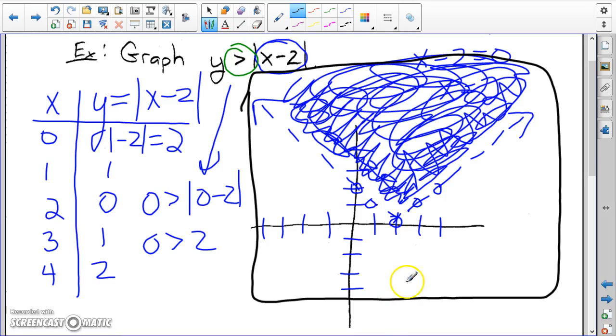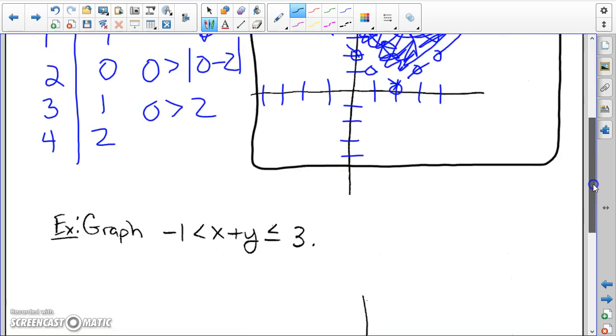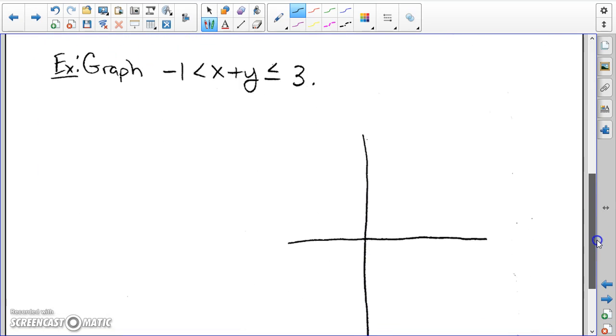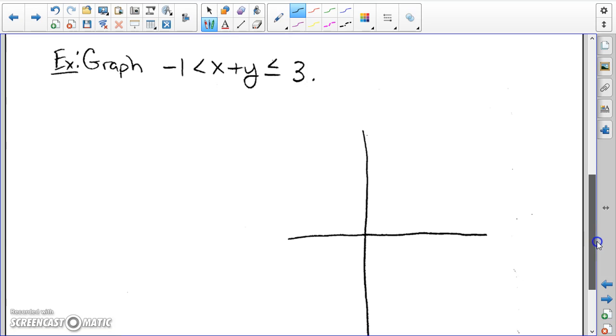Alright, let's finish up these notes here. Last example that we're going to be working on. Holy cow, look at this thing. The example graph, -1 less than x plus y less than or equal to 3. We got two inequalities in this example. Don't worry about it. We're going to make this very, very simple for you.